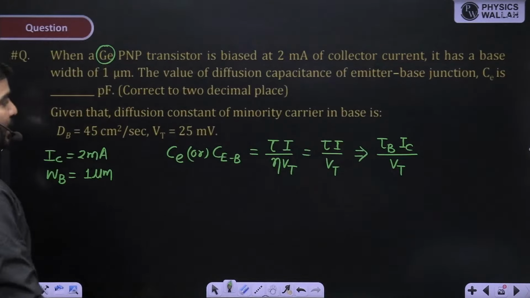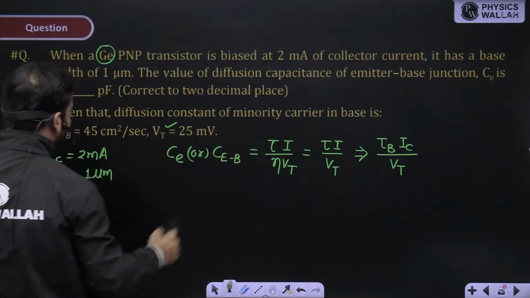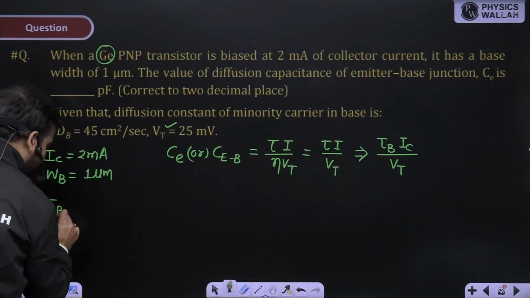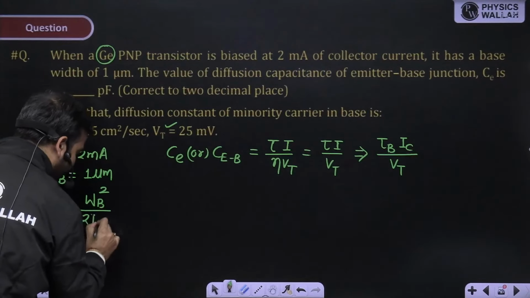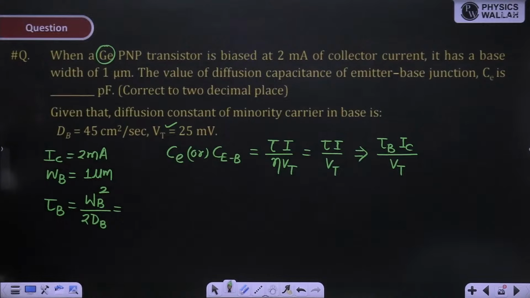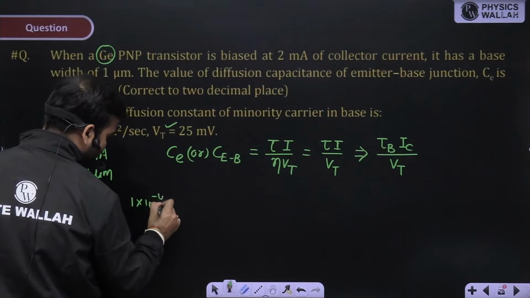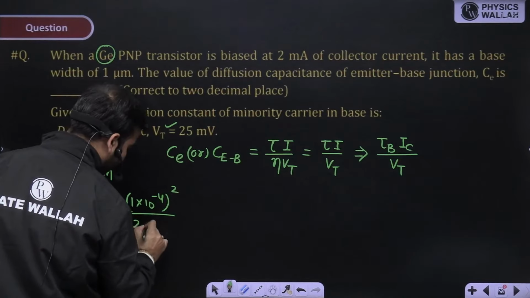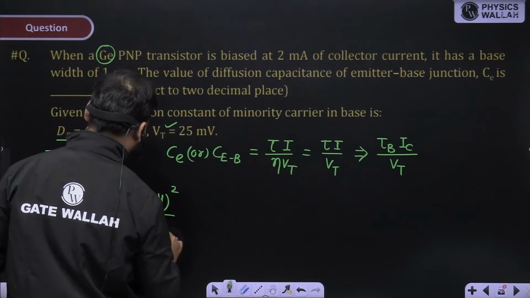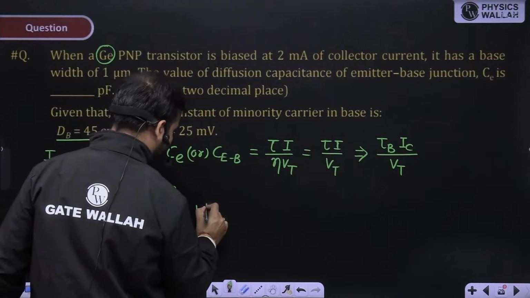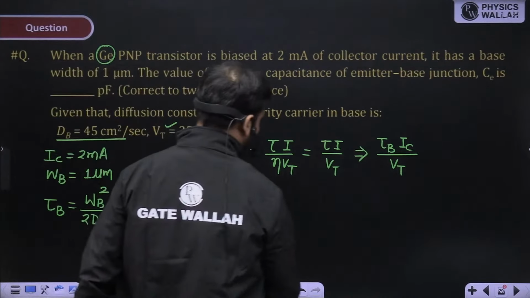So this we have to find out. IC is given in the question, Vt is also given in the question, but tau B is not given. What is the way to calculate tau B? Tau B is base width squared, WB square upon 2 DB. This is the basic formula. WB is 1 micrometer, that is 1 into 10 power minus 4 cm, its square, upon 2 times the diffusion constant of minority carrier in the base. It is given 45. So it is 10 to the power of minus 8 upon 90. This is tau B. So just put all the values over here.